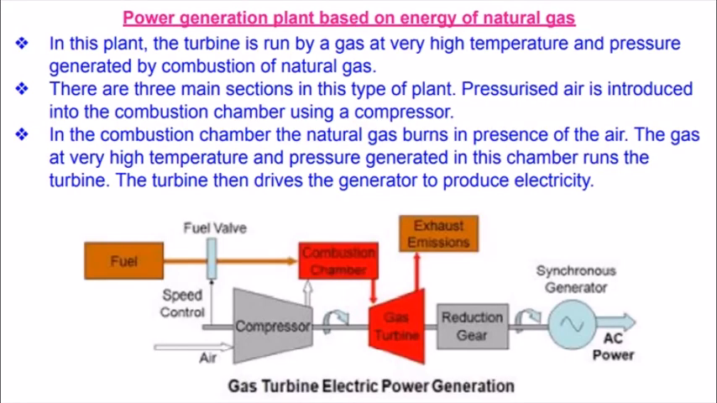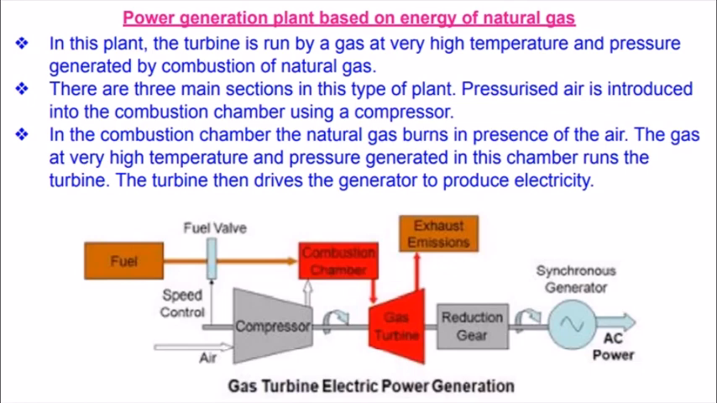Power generation plant based on energy of natural gas. So here we are using natural gas to rotate the turbine and generate the electricity through the generator. Now we all know that the natural gas has very high temperature and pressure. So we use this natural gas. Now there are three sections in which we use it.